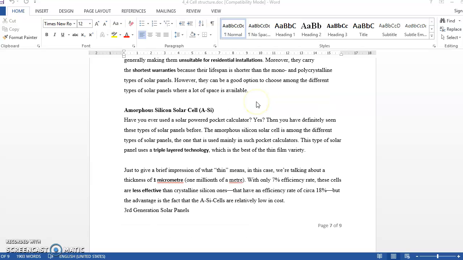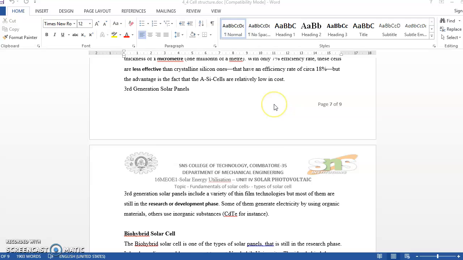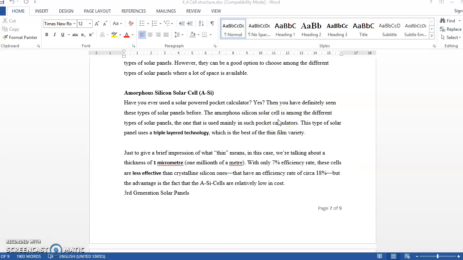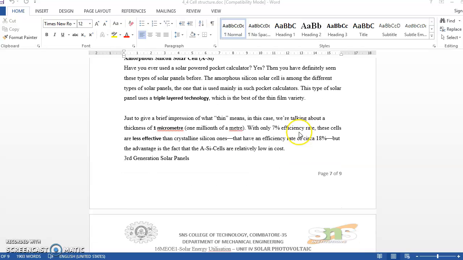Let me see the amorphous silicon solar cells, like those powering pocket calculators, where we use the amorphous silicon, a-Si. So this type of solar panel is used in triple layer technology, and its thickness is 1 micrometer, 1 millionth of a meter. So normally it is used in calculators and other applications.